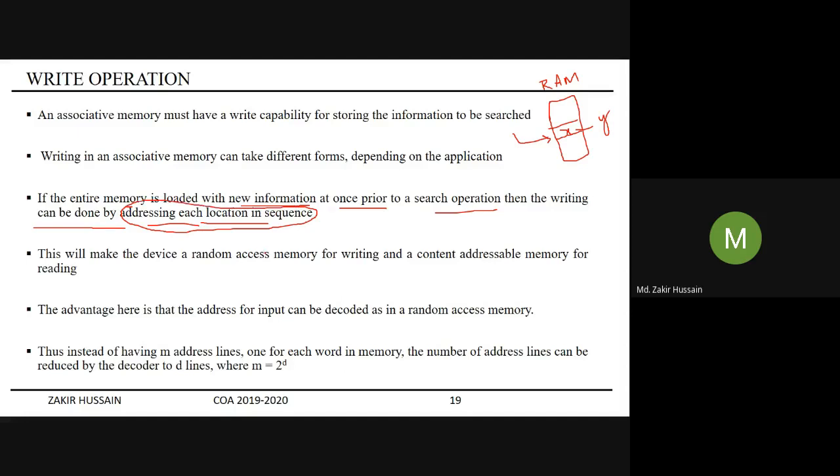Because content addressable memory does not have any addresses. This is something about RAM. This is another memory, the associative memory. Before writing anything into the associative memory, we write here in the main memory. This is the main memory. This is the associative memory. Before writing anything into the associative memory, in the main memory, if a complete word is changed, content X earlier but later Y, so a complete new information, what we do is first we write here itself with a new address. Thereafter, let us see. This will make the device a random access memory for writing and a content addressable memory for reading. So this is what the idea is.